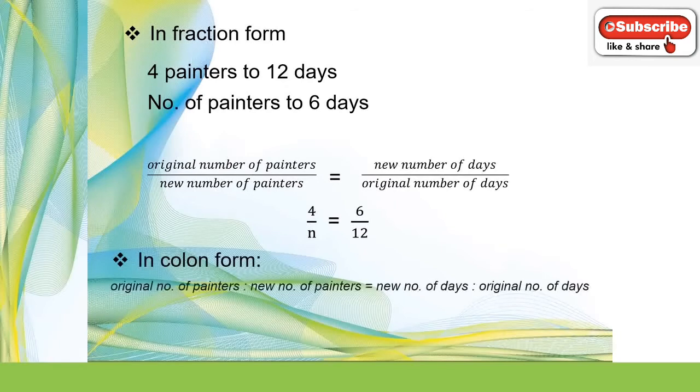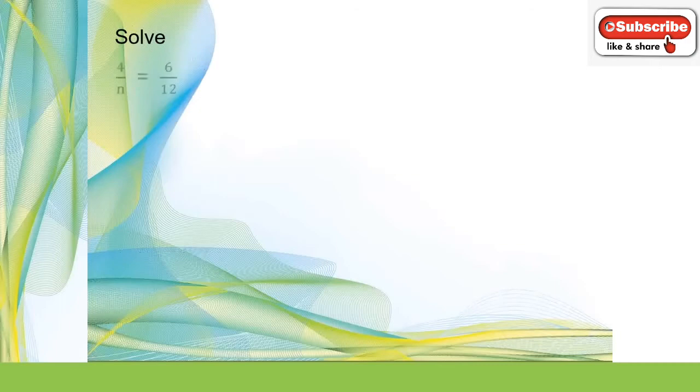In column form, the order of the terms should be original number of painters is to the new number of painters equal to the new number of days is to the original number of days. So the equation now is 4 is to n as 6 is to 12. Let us now solve the problem.